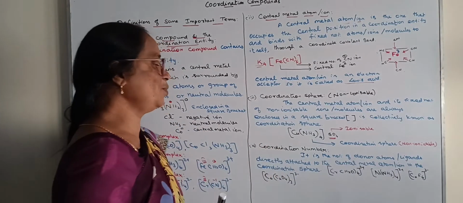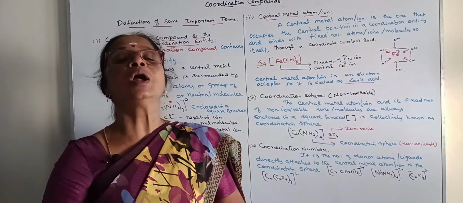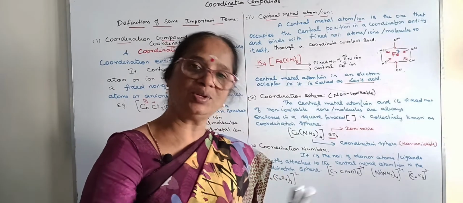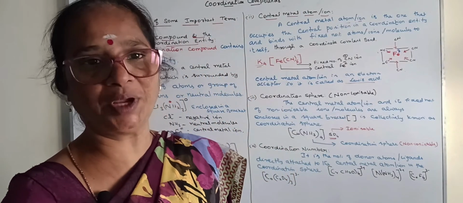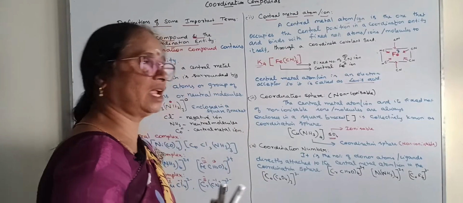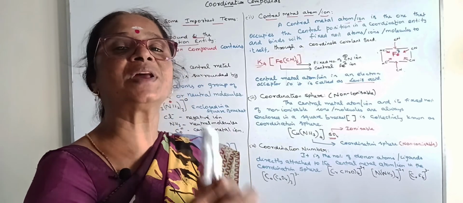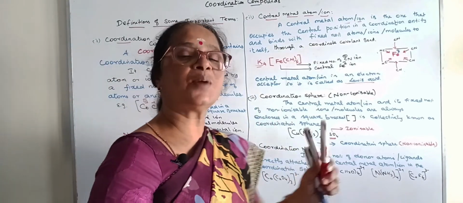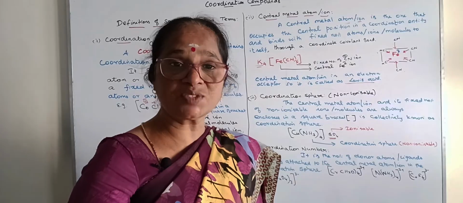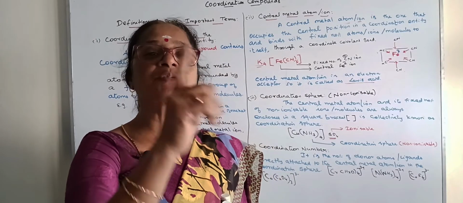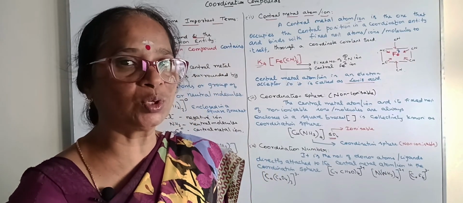The next one, what do you mean by coordination number? Coordination number is the fixed number of groups of atoms or ions or neutral molecules that surround the central metal atom or ion. In every case the coordination number may differ, depending upon the number of vacant orbitals provided by the central metal atom or ion. If they provide 6 vacant orbitals, then 6 groups of atoms or ions can donate the electron pair, where the coordination number goes to 6.